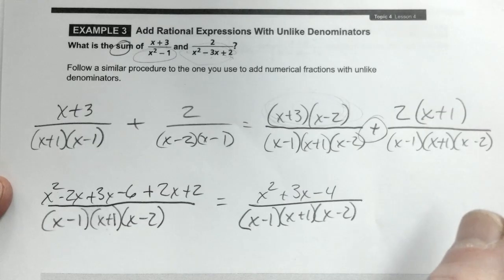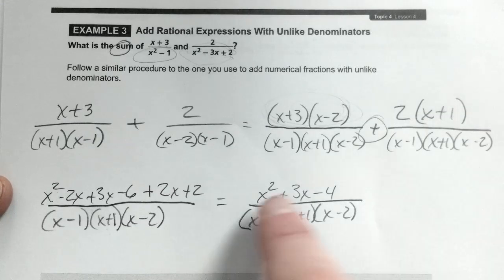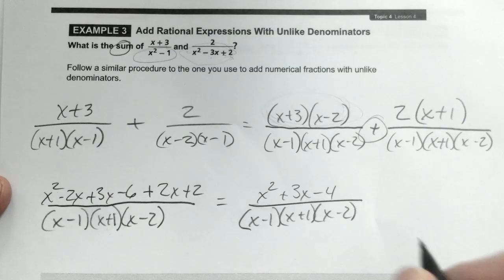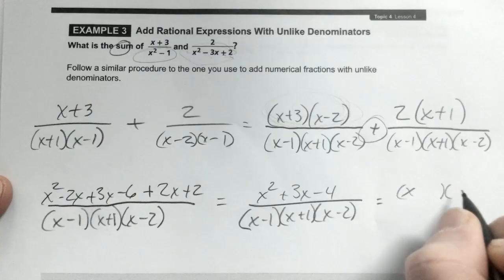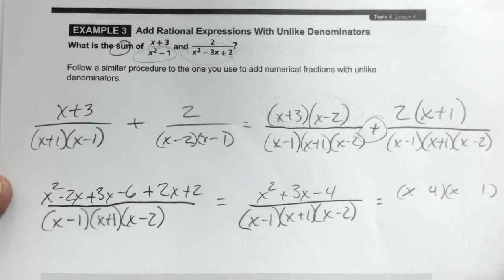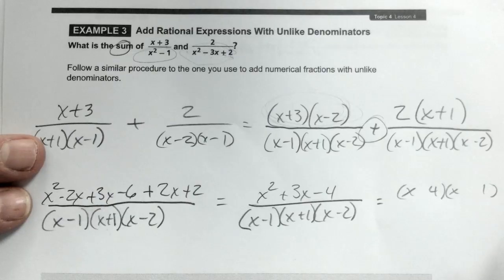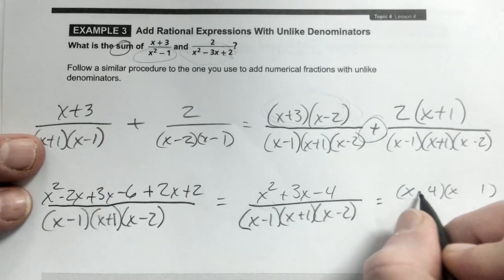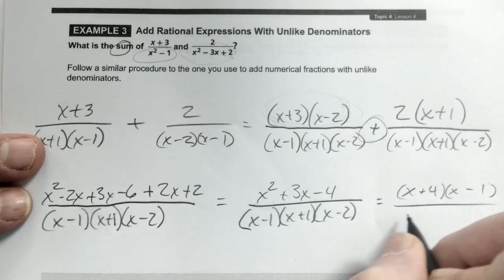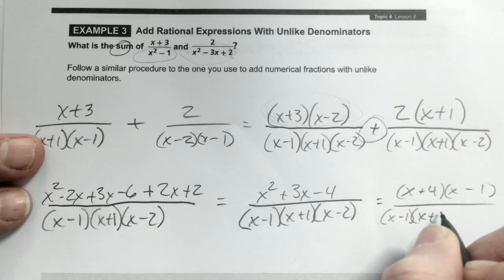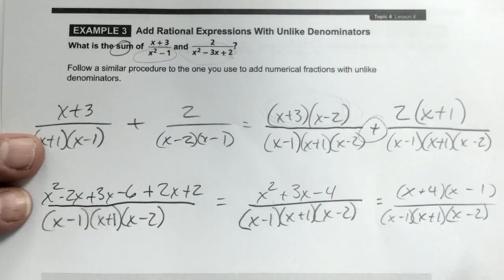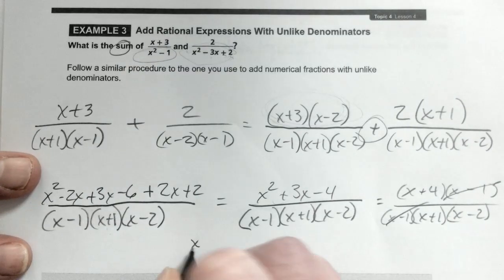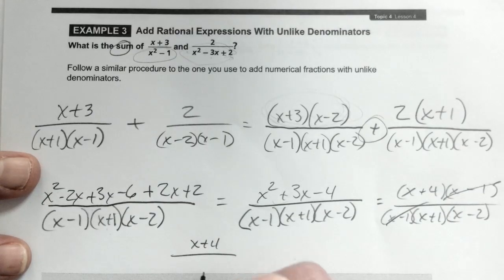Now, check this out. Can I factor that numerator? Yes. Sure can. What are the factors of the numerator going to get us? 4 and 1. Same sign or different? Bigger one will be? So plus 4 minus 1. Will anything cancel? Yeah, the x minus 1s are going to cancel. So the final answer, we're left with x plus 4 over x plus 1 times x minus 2.